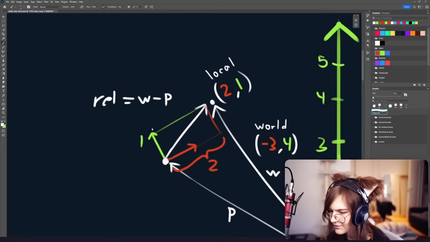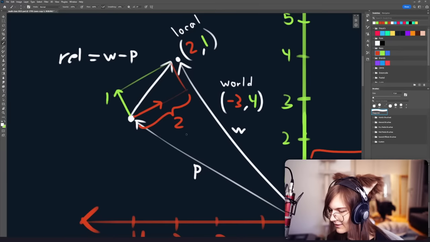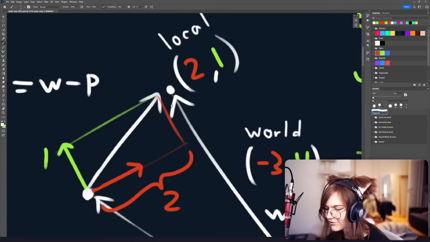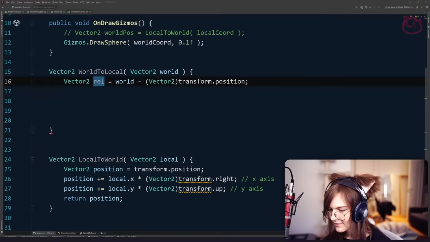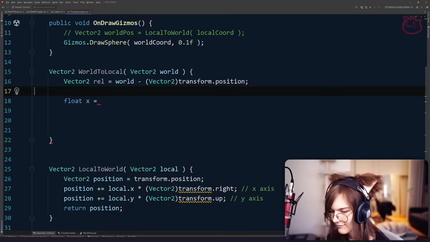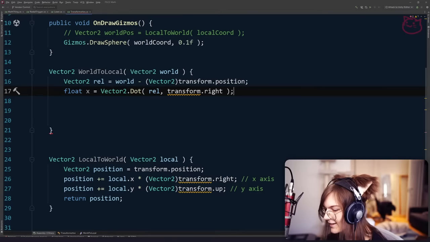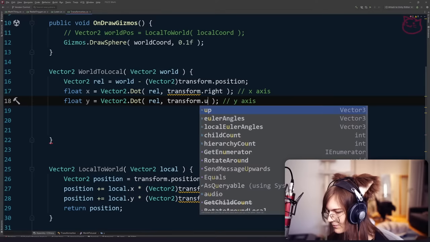So now we have this vector in world space, but now we need to convert it to local space. So now we need to do the scalar projections against each axis, and the scalar projection will give us how far along it is along that axis. So it's the dot product between this vector in world space and this vector in world space. That will give us the local space x coordinate. And so we can do each component separately. So the x coordinate is going to be the dot product between the relative vector and the x-axis. And then we do the same thing for the y-axis. So transform dot up is the y-axis. And that is our local space coordinate.